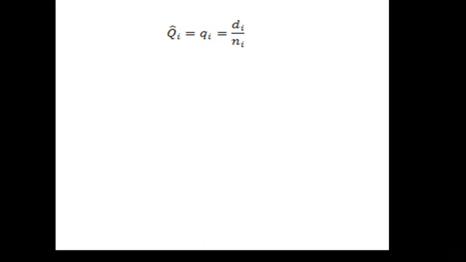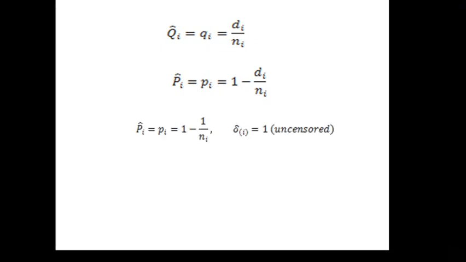Ni is the risk set, the cardinality of the risk set. These were the individuals that were exposed to death, out of which Di died in that specific ith interval. Therefore, Qi cap, the estimate of Qi, will be simply Di upon Ni. Accordingly, the estimate of Pi will be 1 minus Di upon Ni. Now, since we have considered data with no ties, that is Di can be either 1 or 0, therefore Pi cap will be simply 1 minus 1 upon Ni.